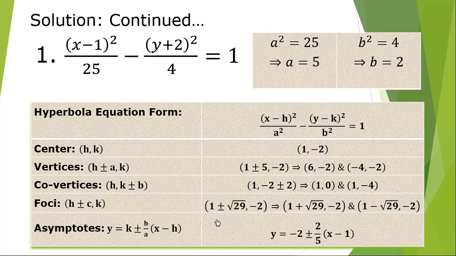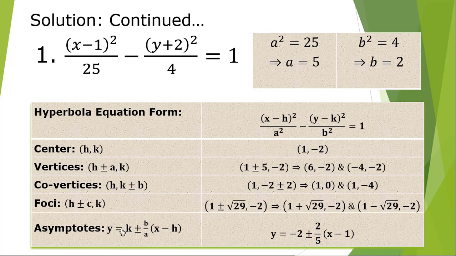For the foci, we have here h, which is 1, then plus or minus the c, we have square root of 29, and the k, which is -2. So we have here (1 plus square root of 29, -2) and (1 minus square root of 29, -2). So these are the coordinates of the foci.